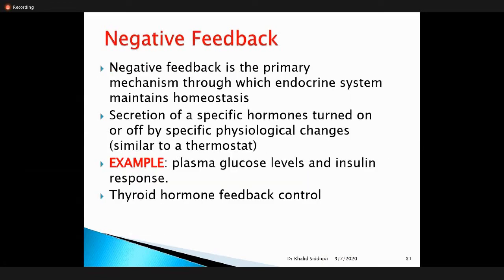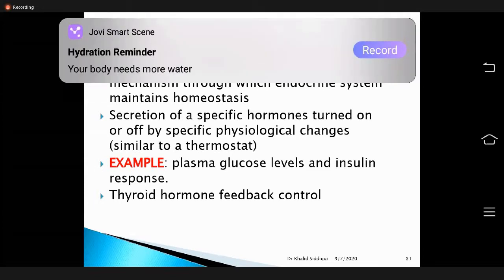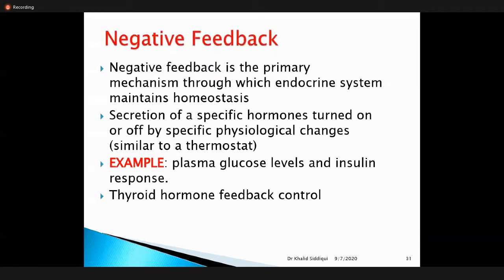Now the regulation of the hormone: most of the hormones are regulated by the negative feedback mechanism. As you know, the negative feedback mechanism is the primary mechanism through which the endocrine system maintains homeostasis. Secretion of a specific hormone is turned on and off by specific physiological changes, like the examples are the plasma glucose level and the insulin response, and the thyroid hormone feedback control.